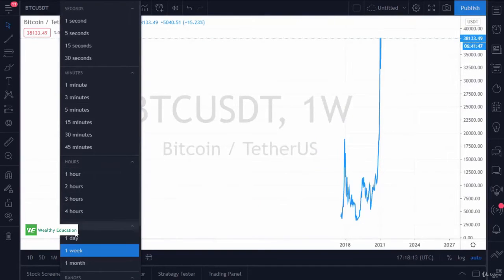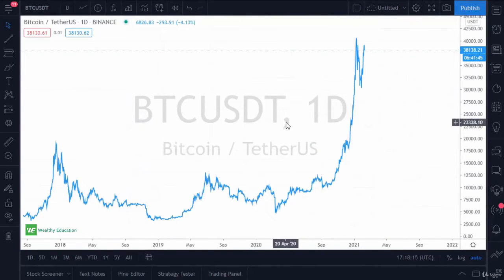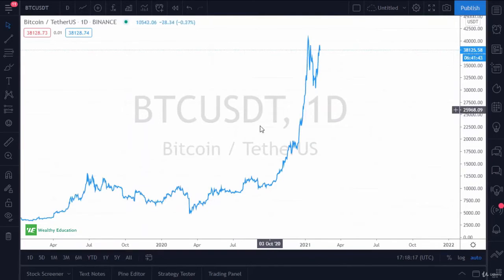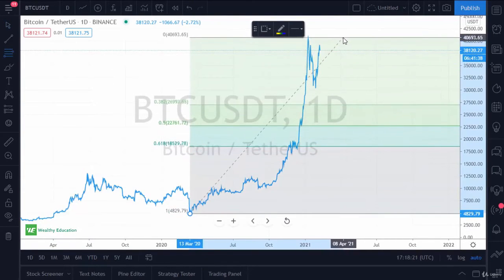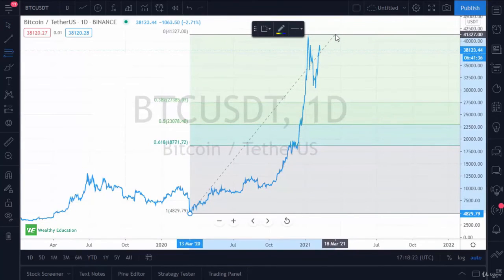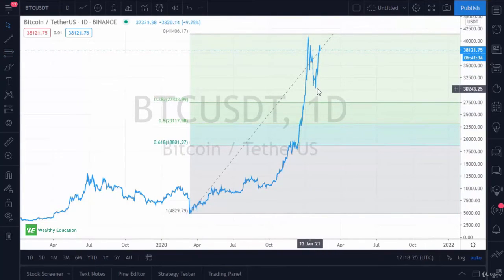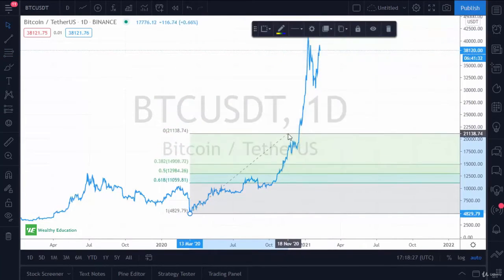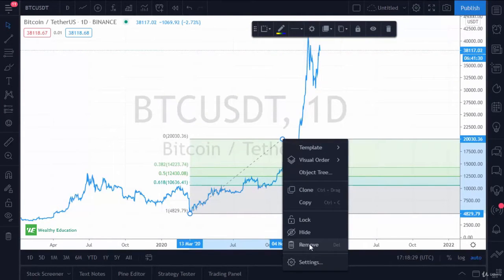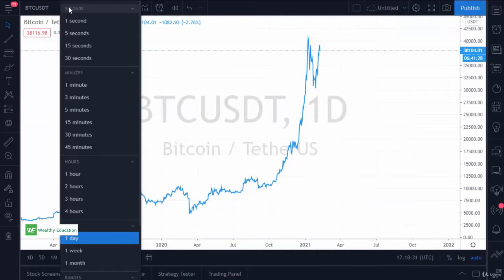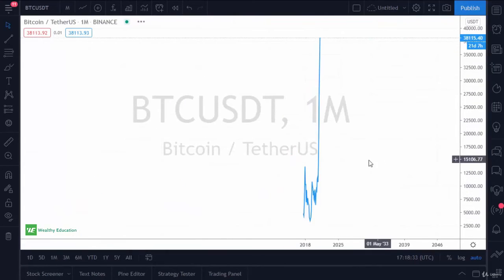So on the daily chart, you can see, this is going to show us the same thing. We could even go further, and it doesn't take a whole lot to imagine that maybe the 23 held there. But let's get rid of that, and let's take a look at the monthly chart, and that's going to be straight up.